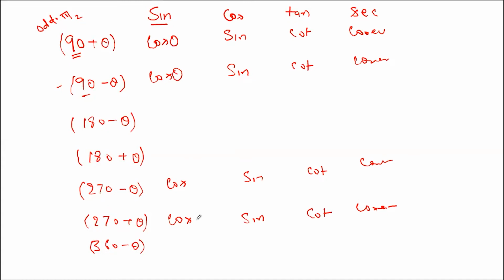Now this will be theta only, everything will be theta, right? But we have to see whether this will be positive or negative, right? How we can judge whether this will be positive or negative is a very simple thing. So the first rule is, when you have 180 plus theta, 180 minus theta, 360 plus minus theta, sine will stay sine, no change would be there, right?